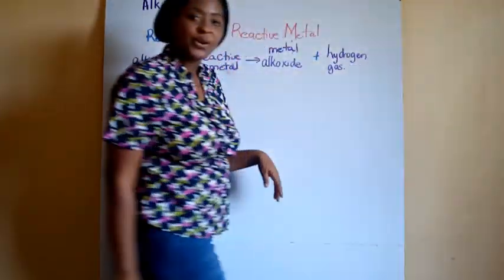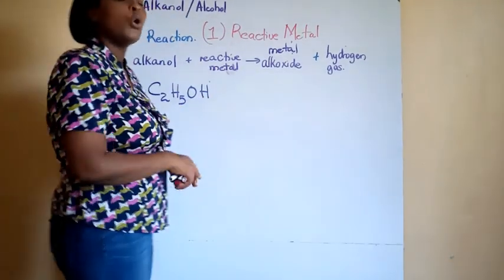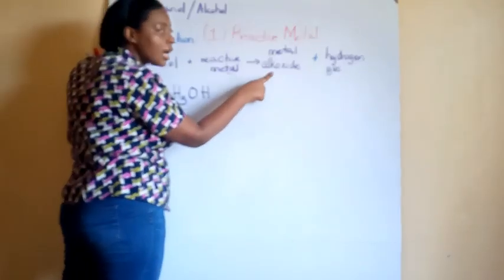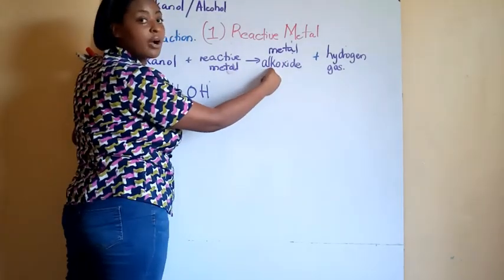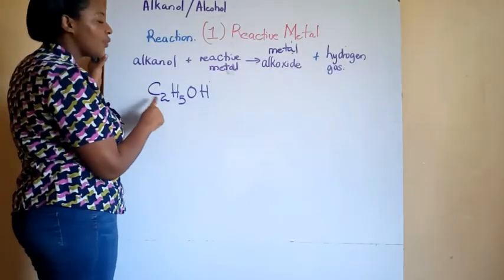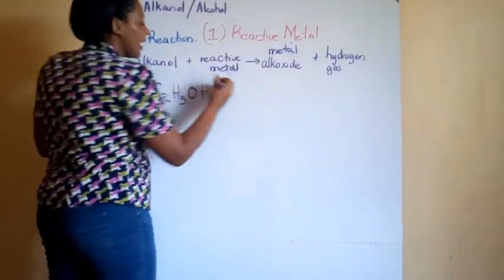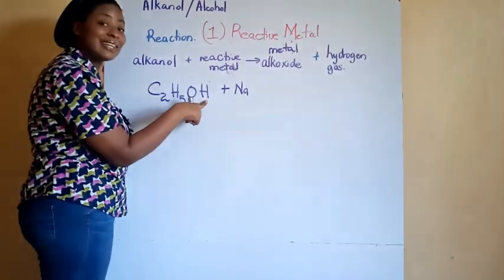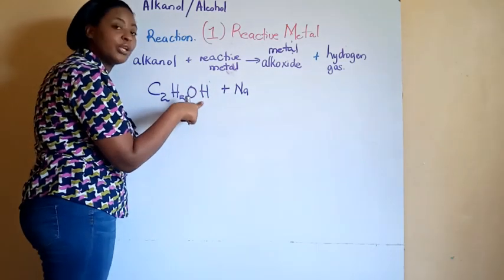Okay, so the first reaction we want to look at is the reaction of alcohols or alkanols with reactive metal. When alkanols are reacted with reactive metal, they form metal alkoxide and hydrogen gas. We get the alkoxide based on the number of carbon atoms in the alcohol, right? So in this scenario, we have ethanol that we are reacting with sodium. When ethanol reacts with sodium, this H is like an acidic H. So this H is going to be replaced by sodium metal.